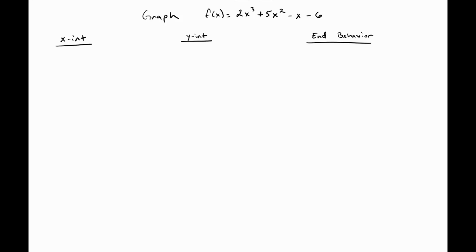Let's go ahead and graph one of these functions. The first thing we're going to do is find some intercepts because that'll give us some footholds. Then we can use the end behavior to shape the rest of our graph. So let's find the x-intercepts first.